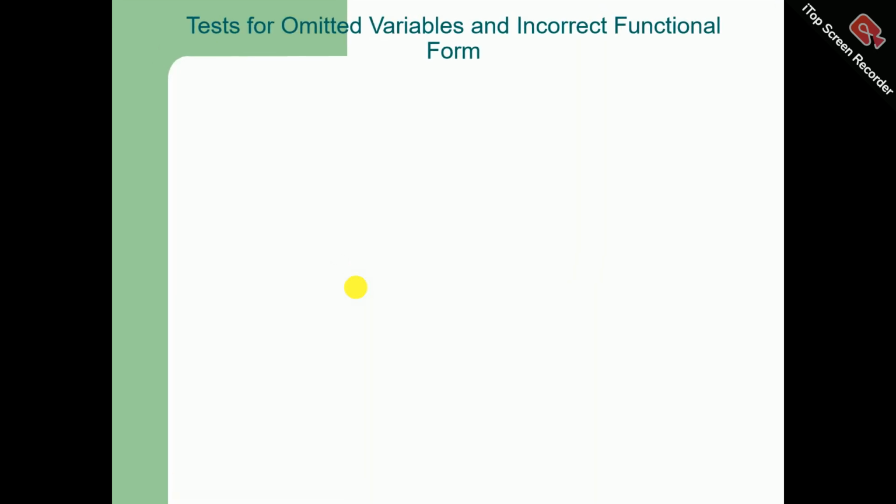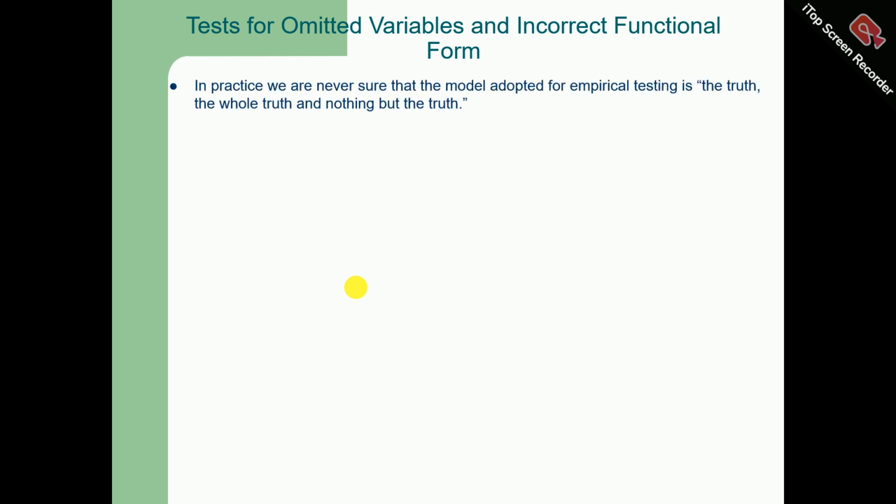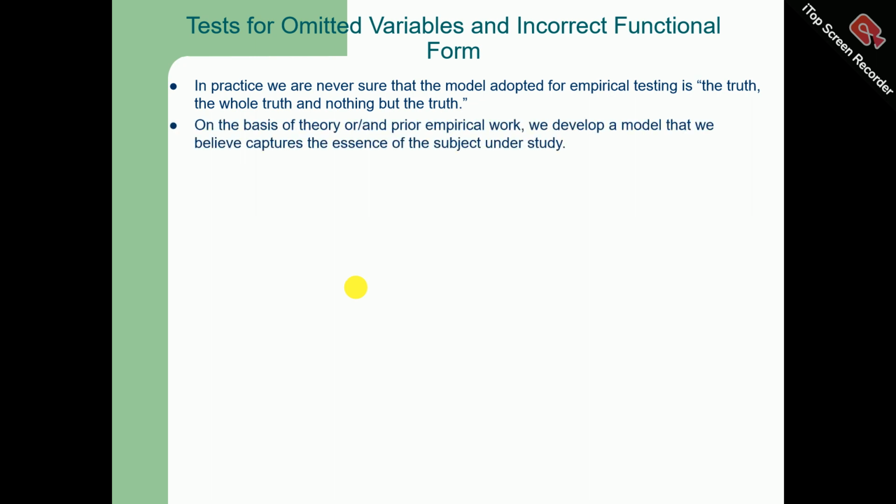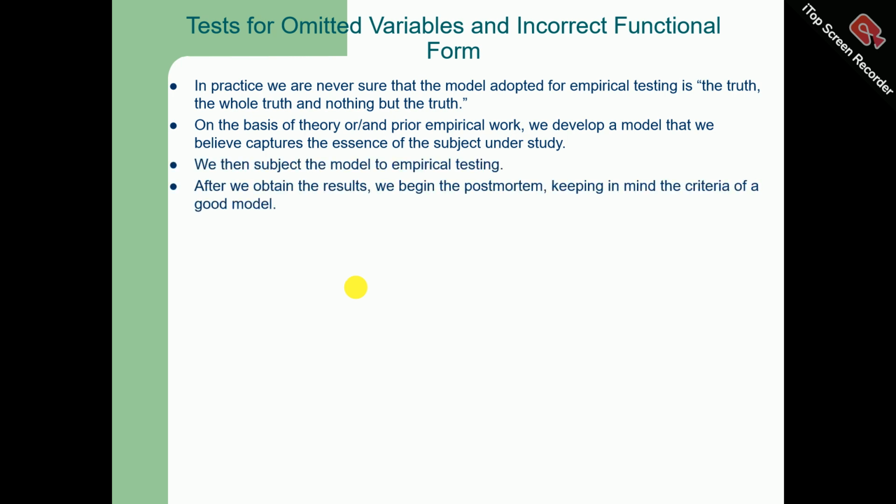There are some other tests which are used for omitted variables and incorrect functional form. In practice, we are not sure that the model adopted for empirical testing is the true model, the whole truth, and nothing but the truth. On the basis of theory or prior empirical work, we develop a model that we believe captures the essence of the subject under study. So it means that we must get guidance from the theory or the previous empirical work that other researchers have done. We then subject the model to empirical testing.